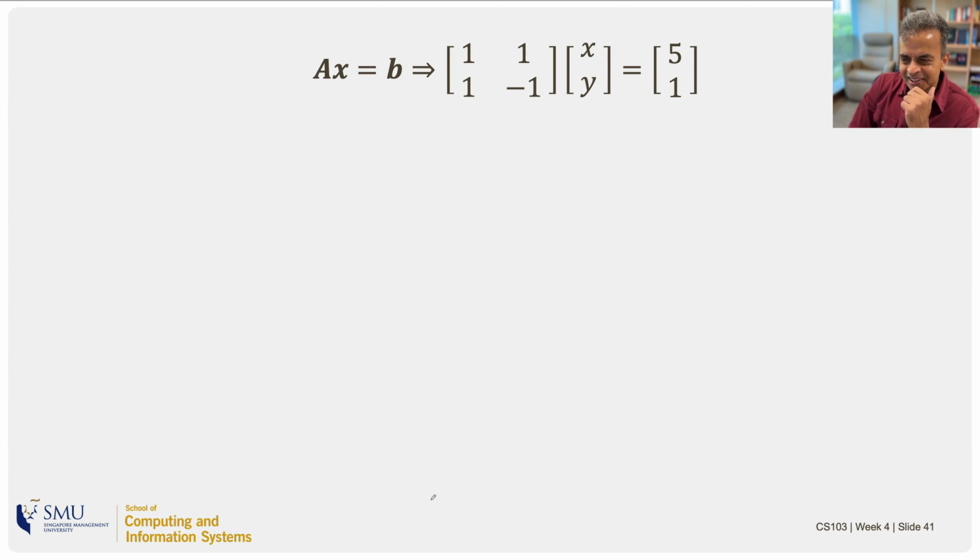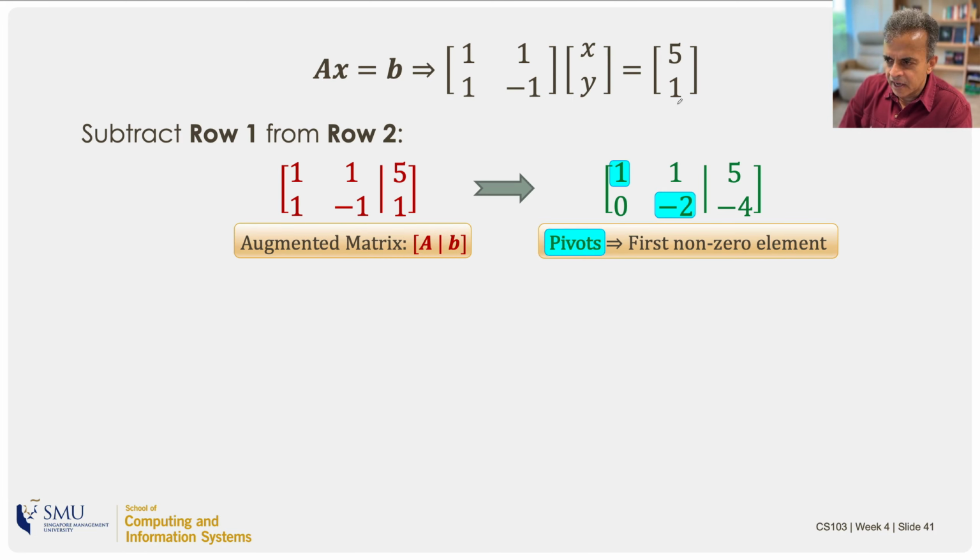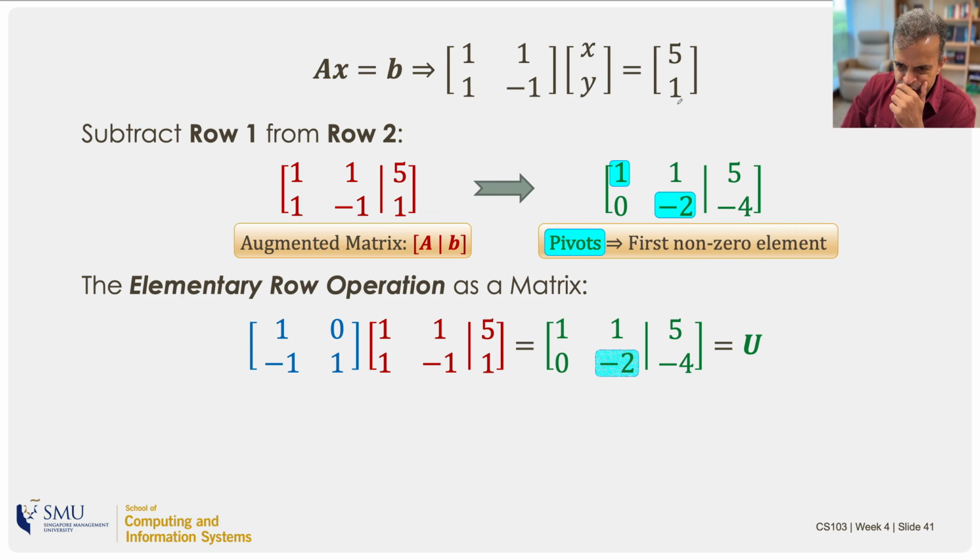So let's look at our original set of simple equations. x plus y is 5, x minus y is 1. So subtracting row 1 from row 2, when you perform that operation in the augmented matrix, you get pivots. We saw that.